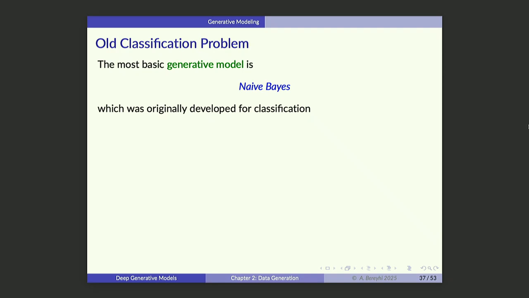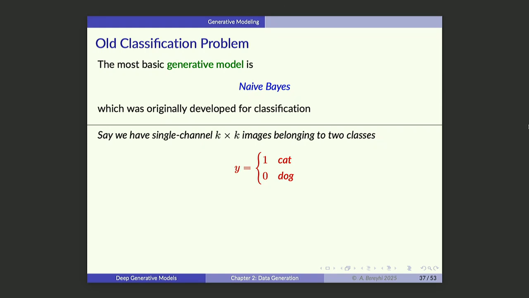And that is that, well, you have an image and you want to classify it. Okay? We all play with that problem in deep learning or machine learning courses. So if you want to solve it, you can use the algorithm which we call naive Bayes. And it's essentially a generative model. So you use a generative model to solve a discriminative problem.